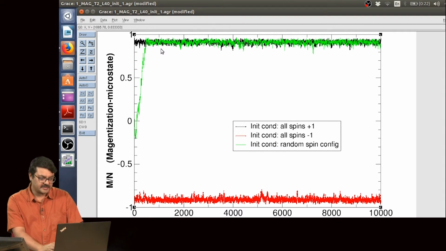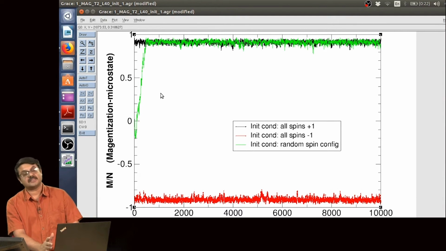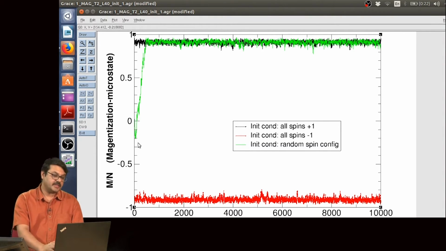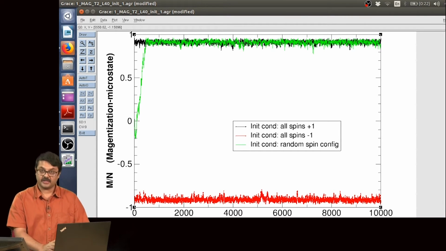What is interesting is that this green data, when you start from the random initial condition, takes around 1000 iterations to reach its so called equilibrium value, or rather to fluctuate about its equilibrium average. So, you would say that this around 1000 iterations is the time that a 40 cross 40 lattice takes to equilibrate. Here we were looking at magnetization per spin, and the x axis is number of Monte Carlo steps.